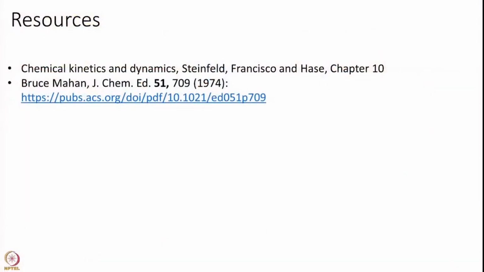And in the next module, we are going to use that formula, make a few more approximations, and get the transition state theory result. So, without further ado, let us begin. The resources I am following are Steinfeld, Francisco and Hayes. What I am covering today is not covered in the standard textbook of Laidler. You can also find the same thing in this excellent article by Bruce Mahan in the Journal of Chemical Education. You can find the article here.